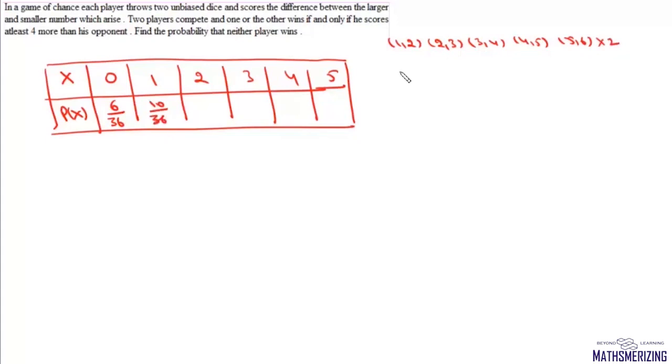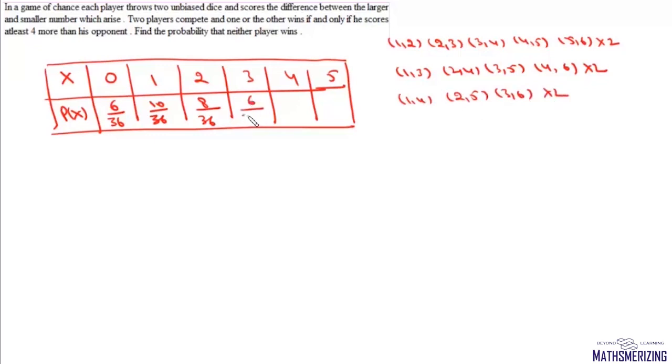Now if the difference is 2, then we have (1, 3), (2, 4), (3, 5) and (4, 6), 2 times again. So it'll be 8 by 36. Difference of 3: it'll be (1, 4), (2, 5) and (3, 6) into 2, which again is 6 by 36.